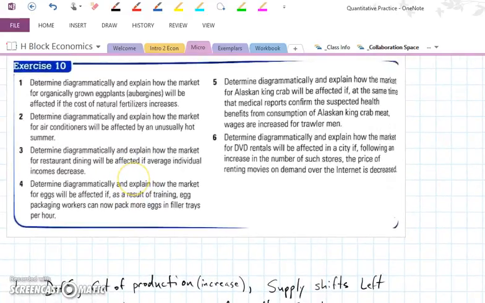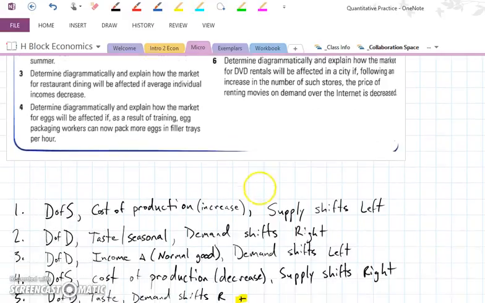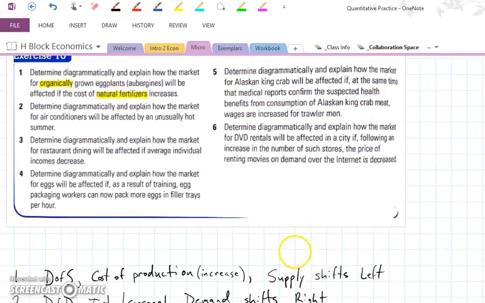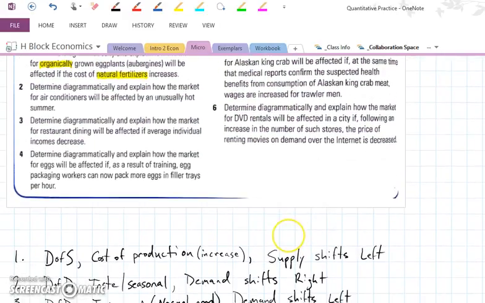So number 1 says, what happens in the market for organically grown aubergine or eggplants if the cost of natural fertilizers increases? Keep in mind, it's important that these are organic eggplants. Otherwise, it wouldn't matter that they are natural fertilizers, and it matters because otherwise the organic ones wouldn't be using them. So in this case, the cost of natural fertilizers is seen as a cost of production for growing organic eggplant. Therefore, it's a determinant of supply.